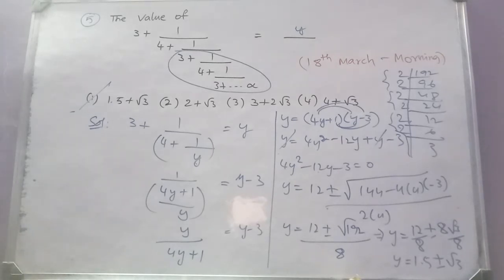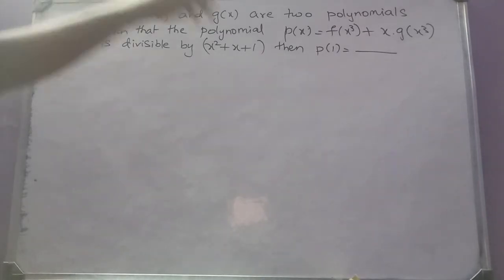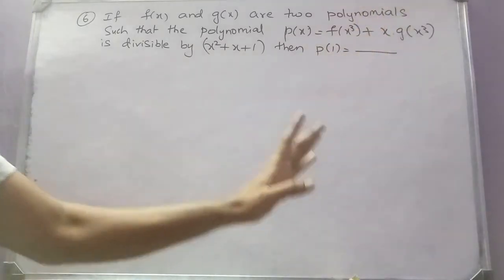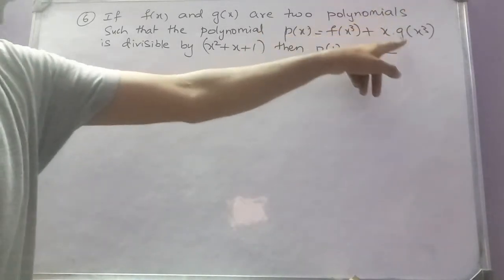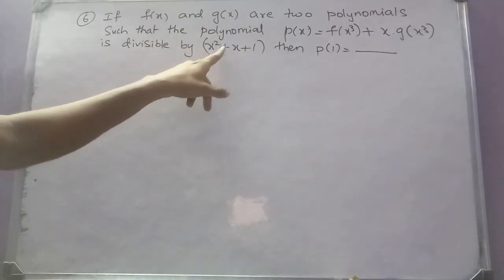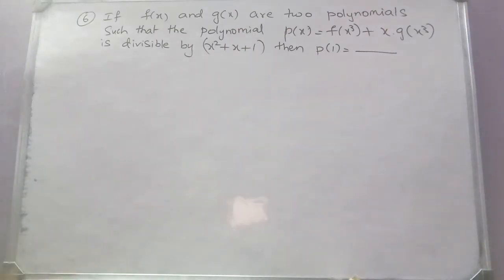Question number 6. Here is our next question. If f of x and g of x are two polynomials such that the polynomial p of x is f of x cube plus x into g of x cube. P of x is in terms of f of x cube and g of x cube, okay? And p of x is actually divisible by x square plus x plus 1. Observe this thing. Then what is p of 1 they are asking?